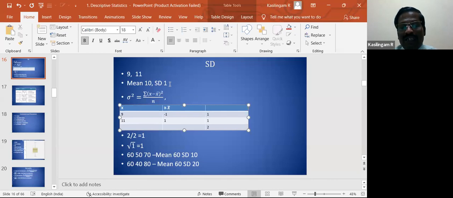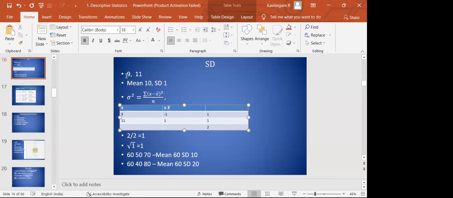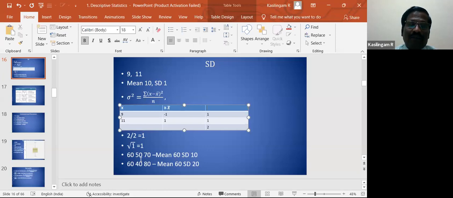Now let us take some more data, some more examples. For example, one person is getting 60 marks in one subject, 50 marks in another subject, and 70 marks in another subject. So the mean will be 60. The deviation from the mean is 10: 50 and 70, this side 10, this side 10. So the standard deviation is 10.